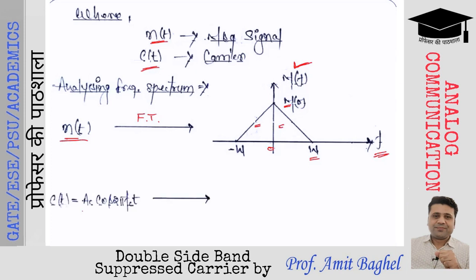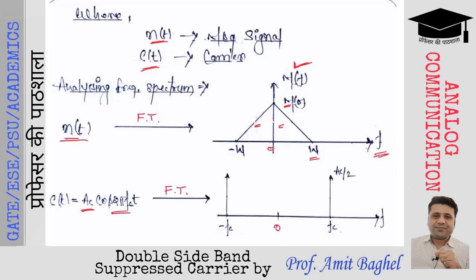Carrier signal c(t) is written as Ac cos 2 pi fc t. This is a cosine signal. Hence, when we take the Fourier transform of this cosine signal, we are going to get two impulses, one at fc, another at minus fc. So we are going to get two impulses in the frequency domain of Ac cos 2 pi fc t, one impulse at fc, another impulse at minus fc, and the strength of these impulses will be Ac by 2.